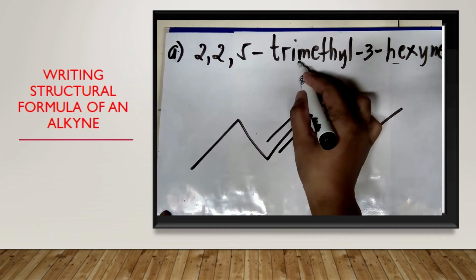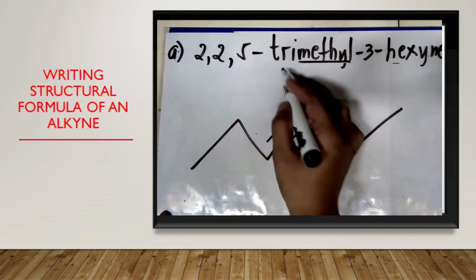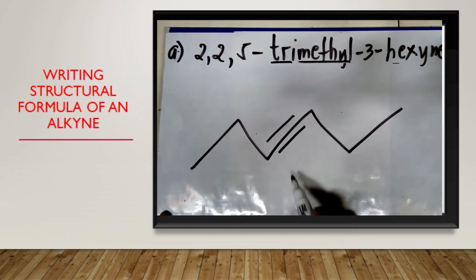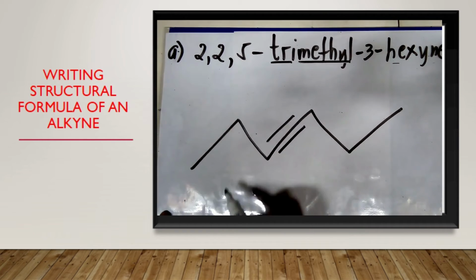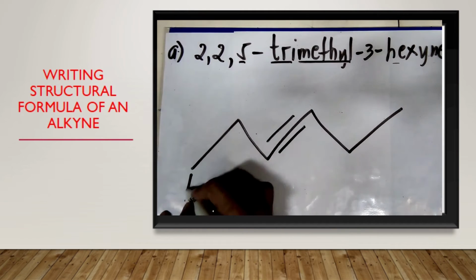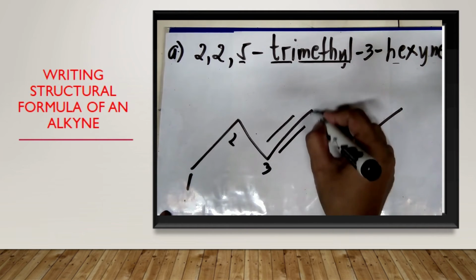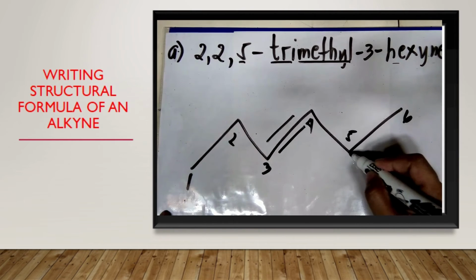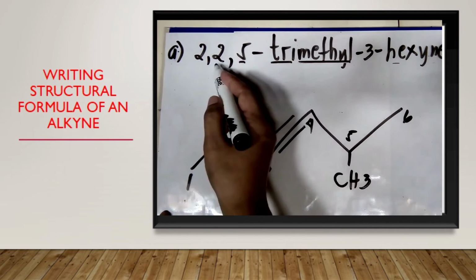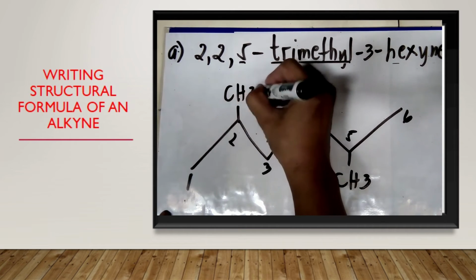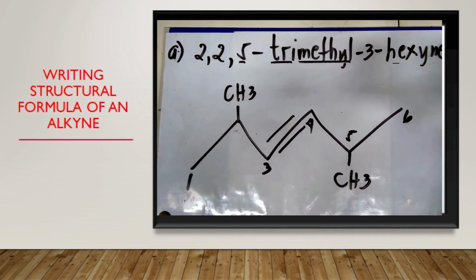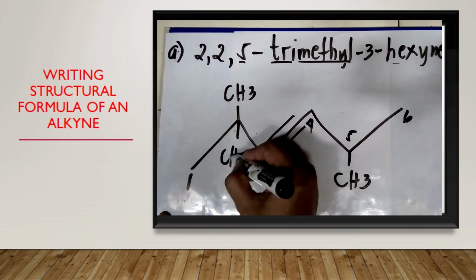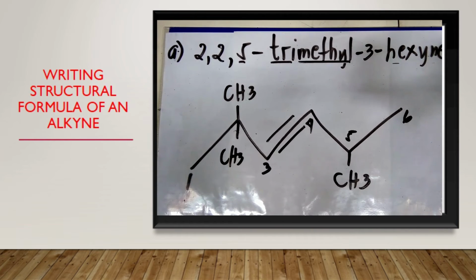So look for the substituent. The substituent is a methyl. How many methyl? We have tri. So therefore we have 3. Saan makikita ang carbon atoms? So number 5. So let us number 1, 2, 3, 4, 5, and 6. In carbon number 5, we have methyl, CH3. Carbon number 2, we have methyl. Then another methyl in carbon number 2. So we have CH3 here. Again, so the structural formula given this name is this one for the 2,2,5-trimethyl-3-hexyne.